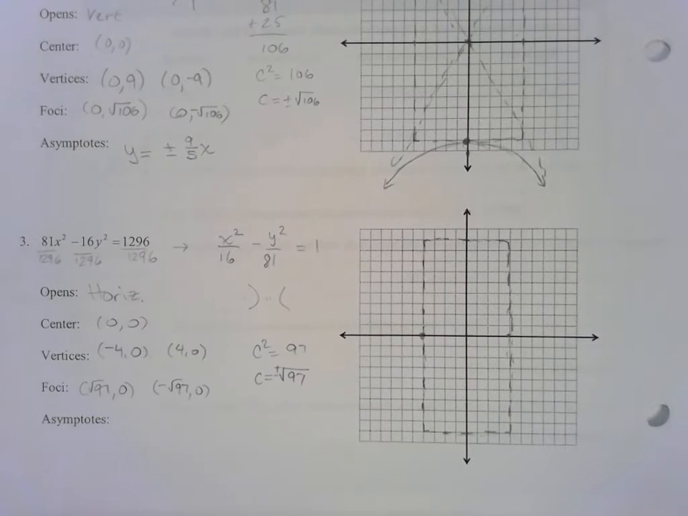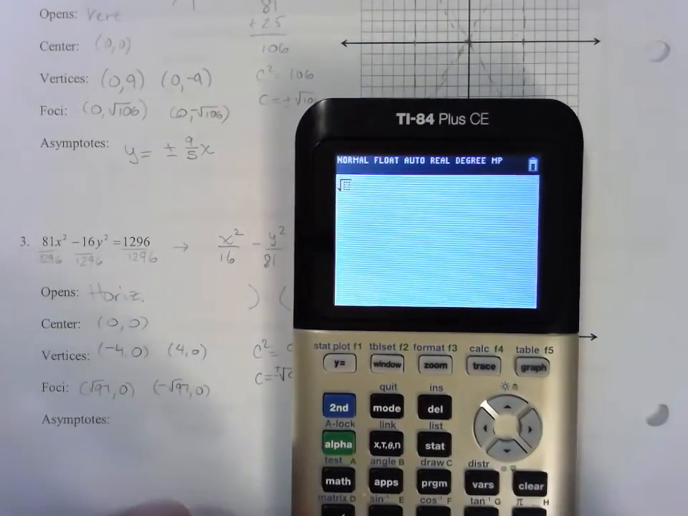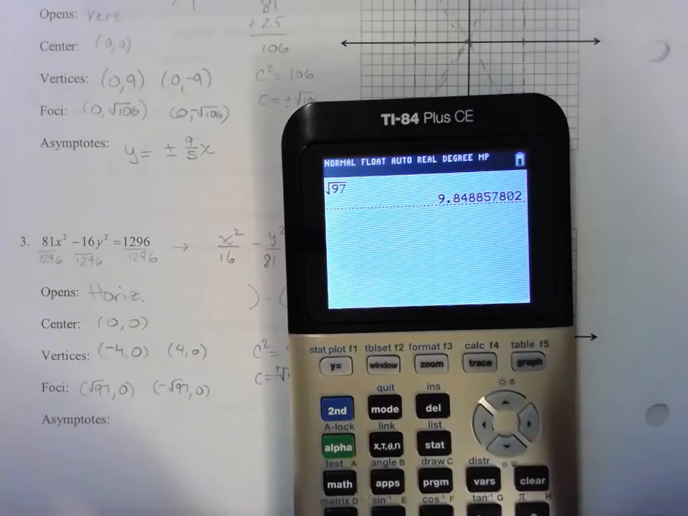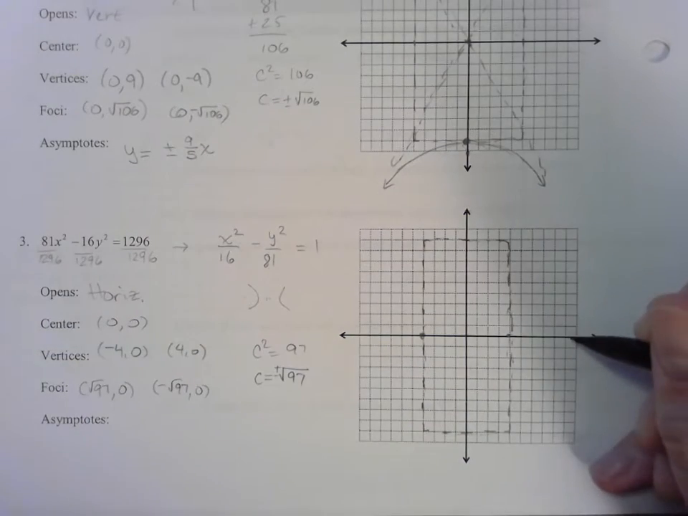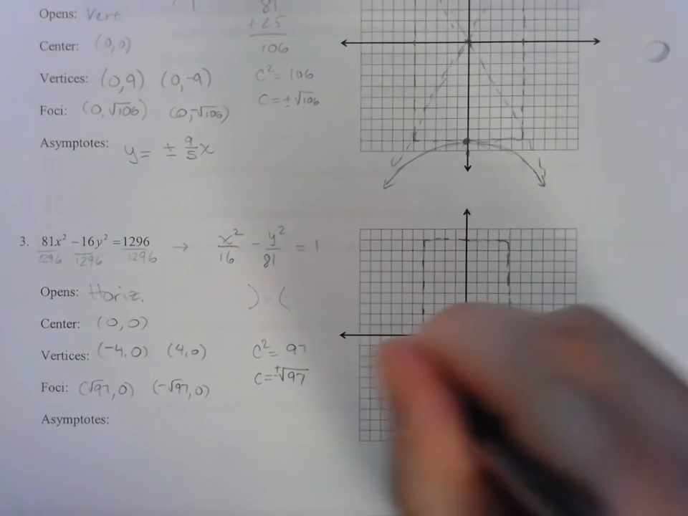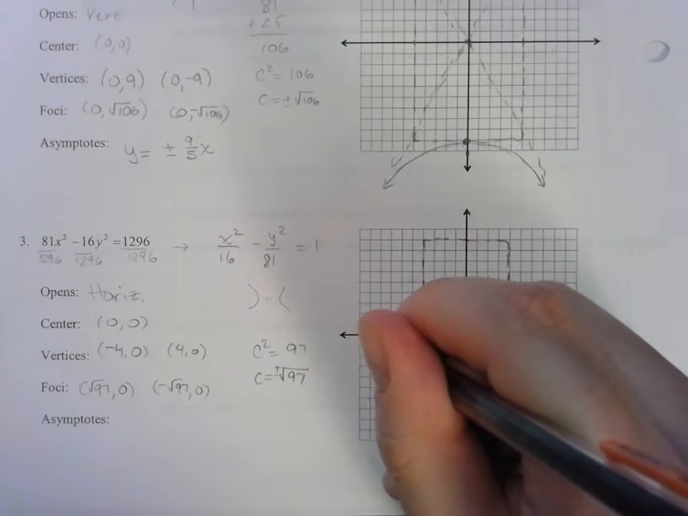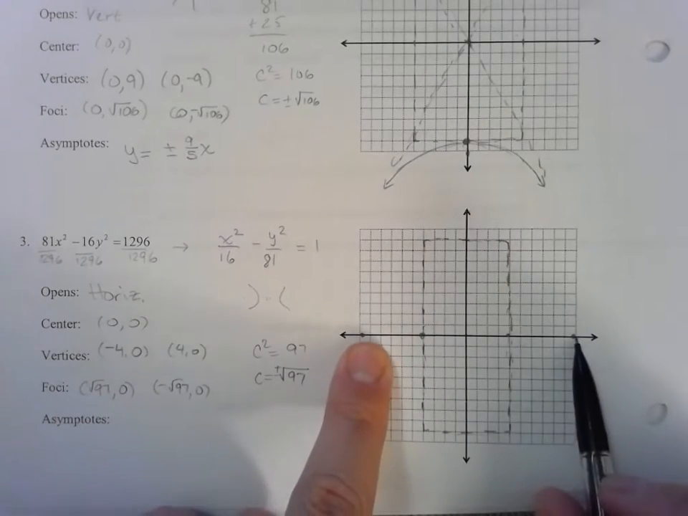Now I know the square root of 97 is less than 10 units. I just would like to know approximately how close the square root of 97 is to 10. It's 9.85 approximately. So I'm going to go 9.85, really close to 10, to the left and to the right. And here are our two foci. These are the exact values. We can approximate it here.